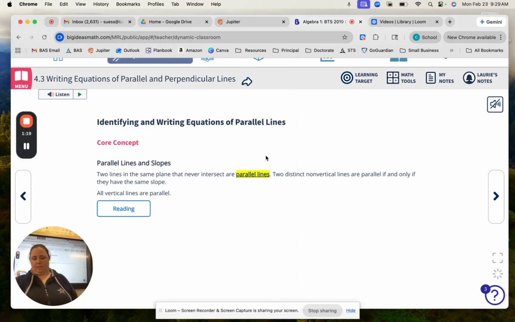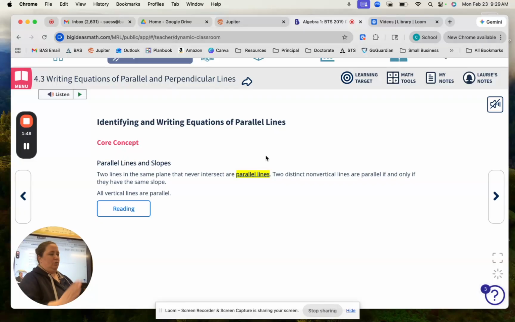Okay, so tell me what the definition of a parallel line is. Two lines in the same plane that never intersect. What is a real life example of parallel lines? The yellow lines on the road? Sure. Mostly. There are exceptions to that. A train track is where my brain went. Train tracks.